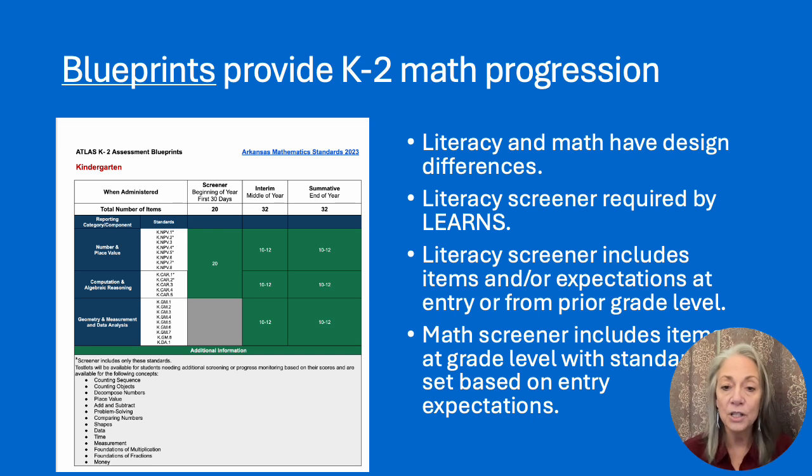How the student is determined to be at risk is different in literacy. It's based on how the students do on each of the different components of that screener, not the overall score. The literacy screener includes items and expectations at entry or from prior grade level. The math screener includes items at grade level with the standards set based on entry-level expectations. What do we expect a kindergartner to be able to do? Can they count to 10? Not can they count to 50?